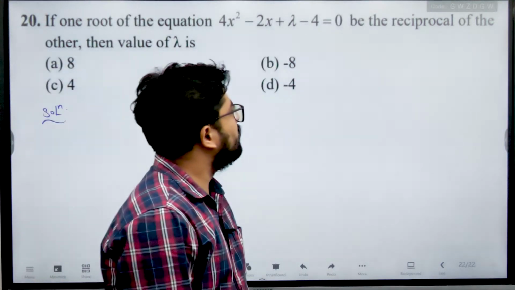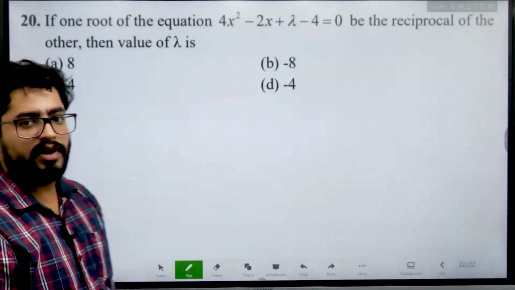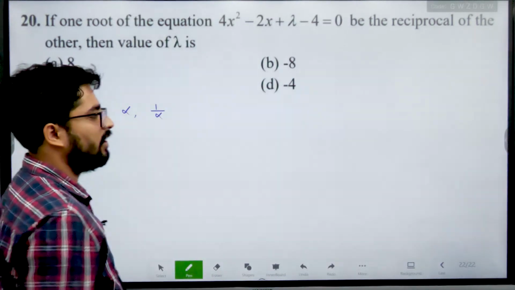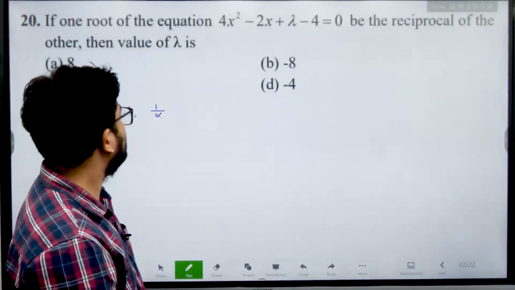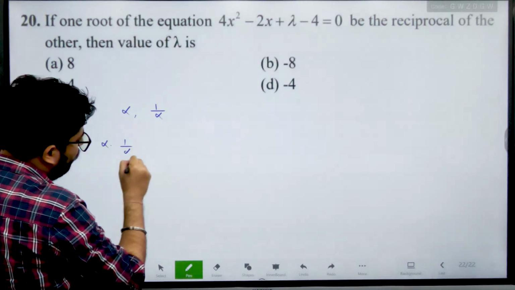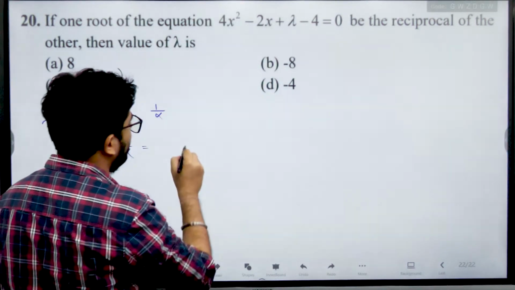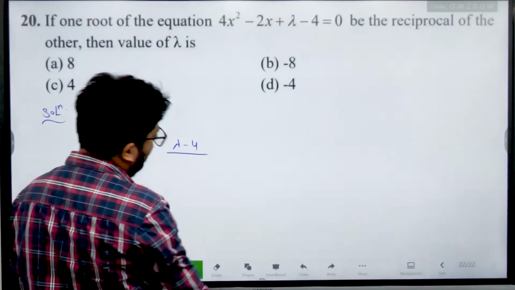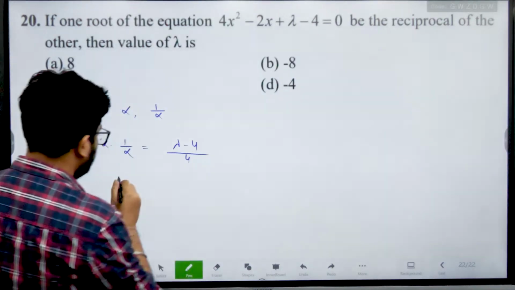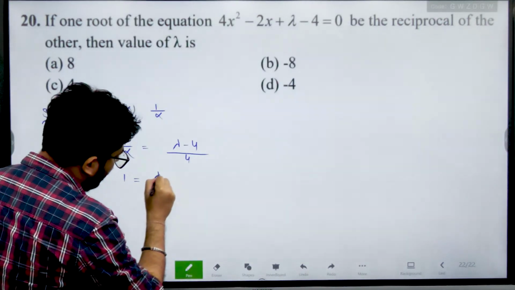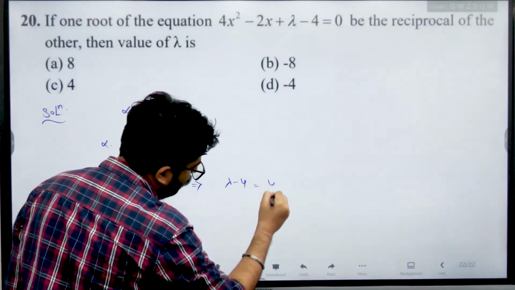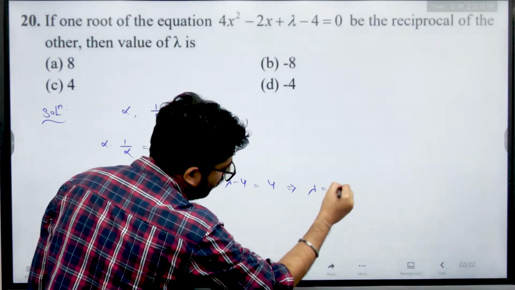If one root of the equation is the reciprocal of the other, then find the value of lambda. Okay, so if one root is alpha, the second is 1 by alpha. Reciprocal means this. Now the product of roots is alpha into 1 by alpha, which is equal to the constant term, lambda minus 4, divided by the coefficient of x square, which is 4. So 1 is equal to lambda minus 4 by 4. From here lambda minus 4 is equal to 4 and lambda is equal to 8.